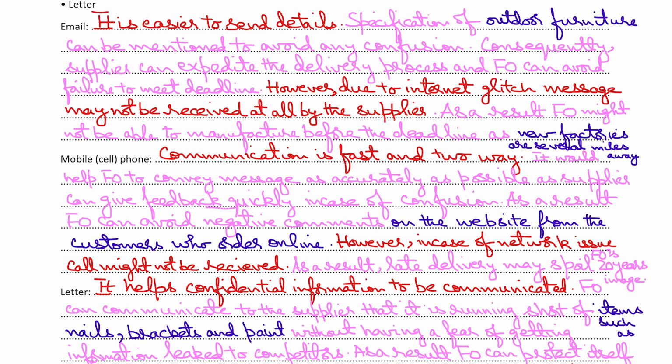Now there comes mobile cell phone. Communication is fast and two-way. This is knowledge, right? Now the analysis, it would help FO to convey message as accurately as possible, as supplier can give feedback quickly in case of confusion, because mobile is a verbal communication and immediate feedback can be given easily if the supplier does not understand anything or if there is any confusion from the supplier side.